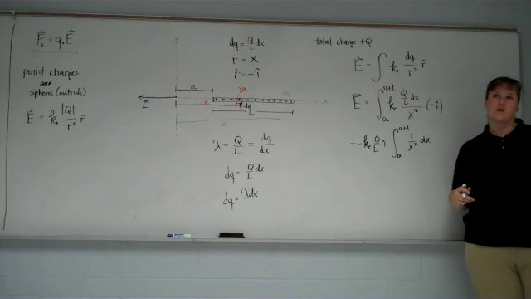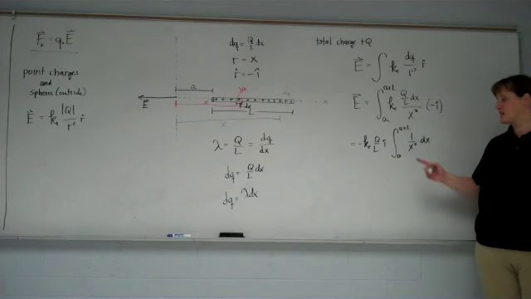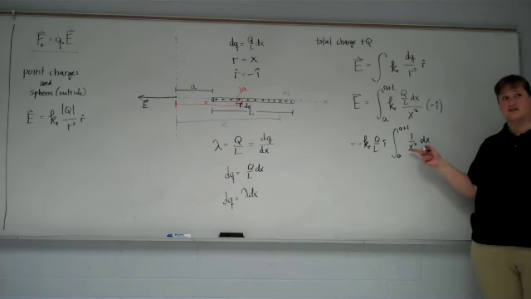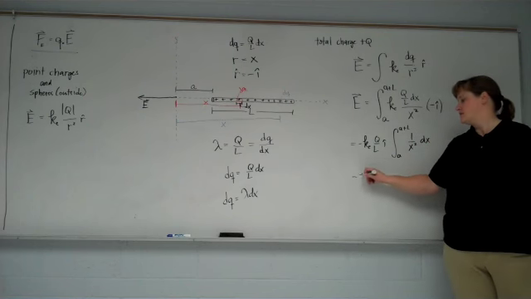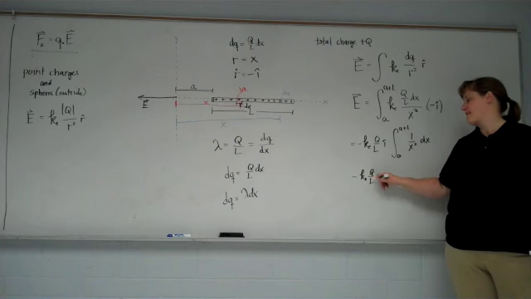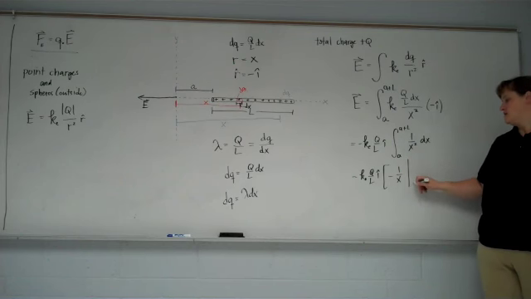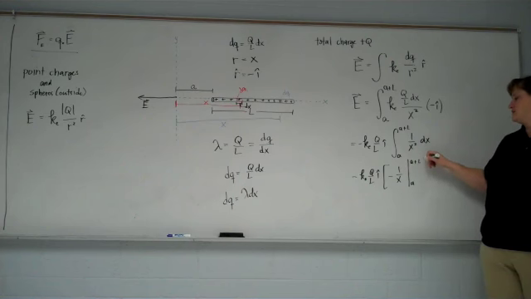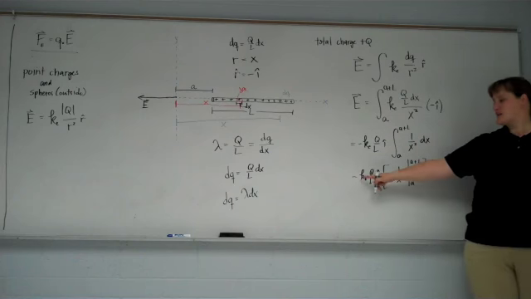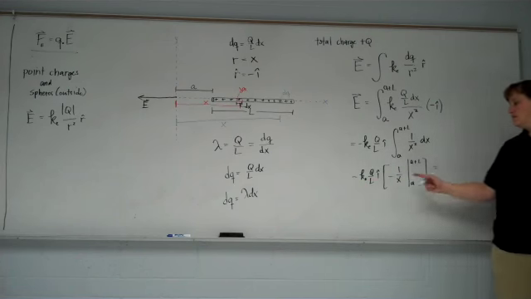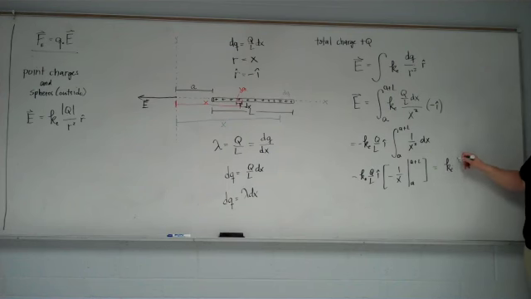What's the integral of 1 over x squared? Negative 1 over x. 1 over x squared is the same thing as x to the negative 2. So our integral will be negative 1 over x. We need to plug in our limits. The negative signs are going to cancel. So we'll get KE Q over L I hat times plugging in the upper limit 1 over A plus L minus plugging in the lower limit 1 over A.